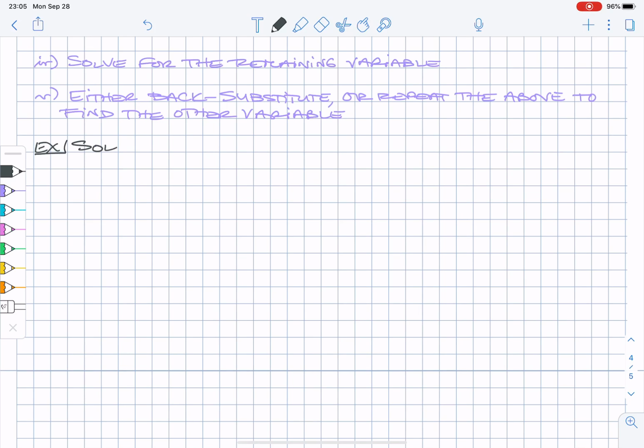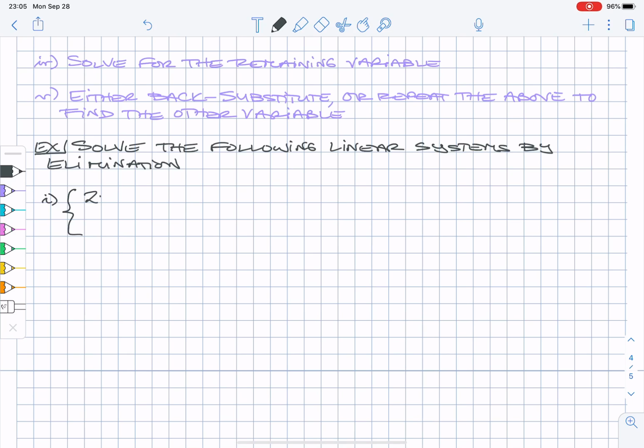Solve the following linear systems by elimination. Okay, so system number 1. Let's say we have 2x minus 3y is equal to negative 6, and 5x plus 2y is equal to, say, 23.